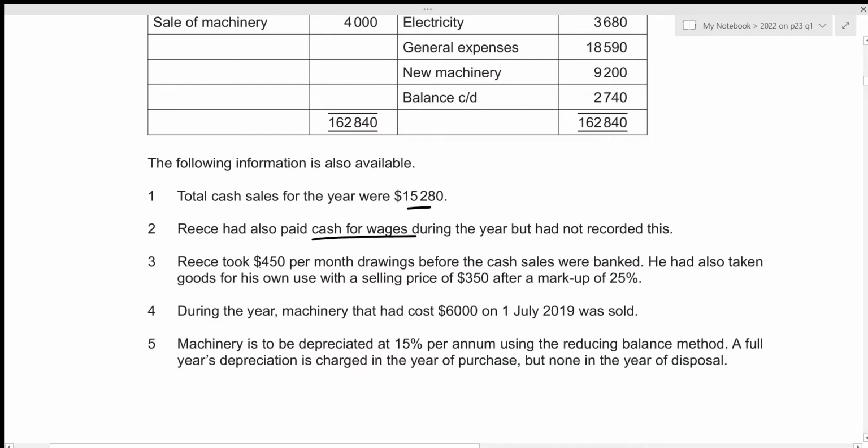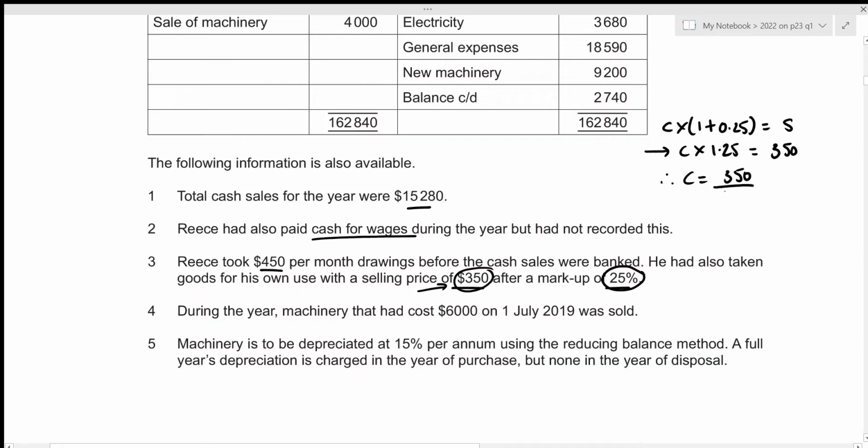Then Reese took 450 per month drawings before the cash sales were banked. And he had also taken goods for his own use with a selling price of 350 after a markup of 25%. So let's figure out the cost price of this good. We know that cost times 1 plus markup percentage, which in this case is 25%, so we can write it down as 0.25, equals the selling price, right? So that's cost times 1.25 equals, and in this case we have the selling price of 350. So now we can easily figure out the cost price. That is just going to be 350 divided by 1.25, which results in 280.